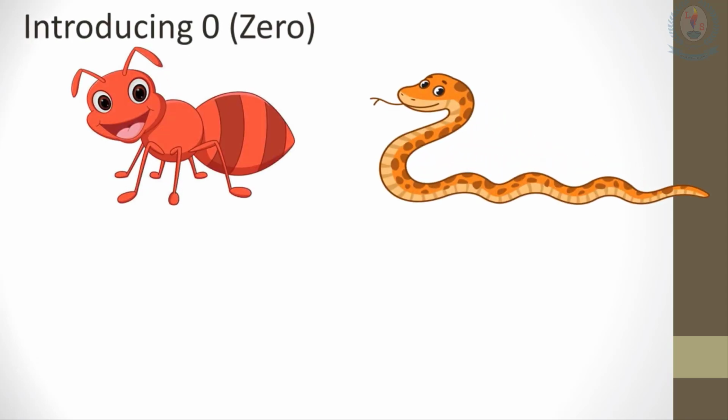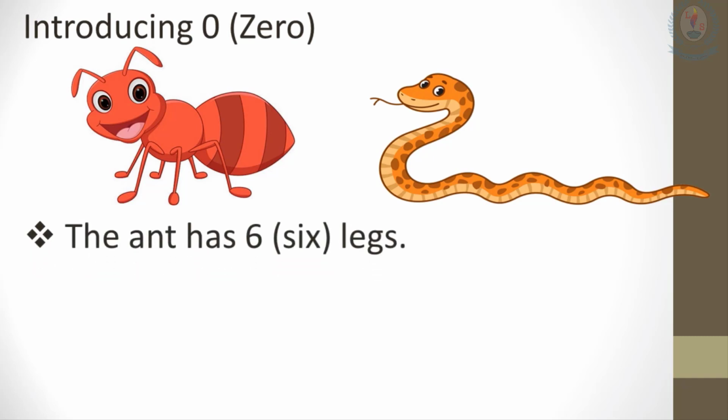Now we are going to learn about zero. Do you know what is zero? Does it have a value? Here we have 2 different animals. First one, an ant. Second one, a snake. What about their legs? The ant has 6 legs. Shall we count? 1, 2, 3, 4, 5, 6. The ant has 6 legs.